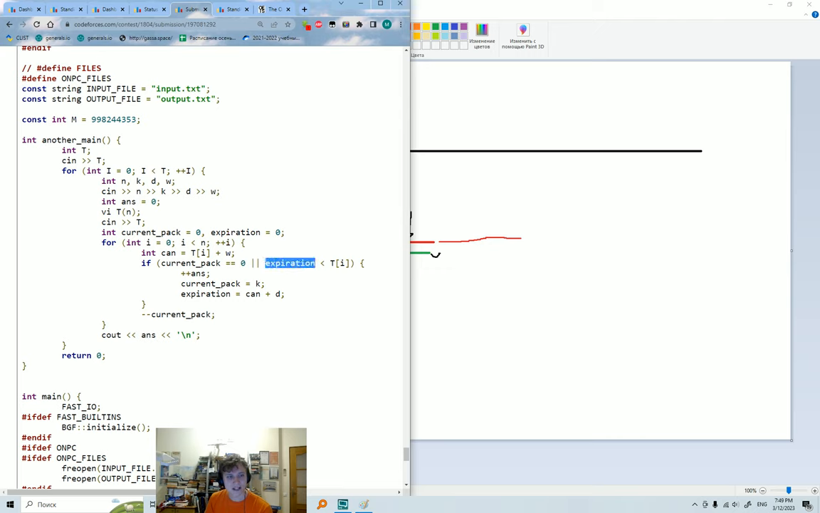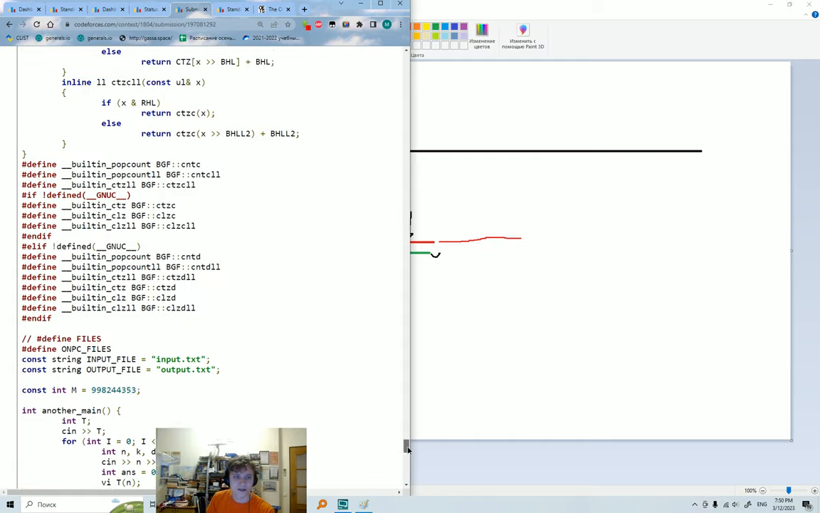So if our vaccines expire before ti, this means that we cannot vaccinate this patient and anyone after him with this pack, and we need to open the new pack. So we increase ans. We say that now in current pack there are k vaccines and their expiration moment is can plus d, because we open them strictly at the moment can. So in the end of this patient's possibility of being vaccinated, we open this pack as late as possible, and its expiration is plus d. And after that, we decrement the current pack because we have just vaccinated one person. So nothing special in this problem.